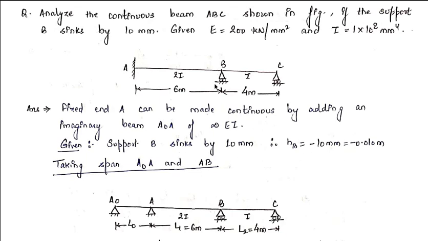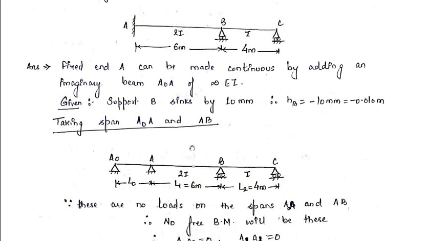So the support B has sunk by 10 mm. The value of HB will be minus because it has sunk in the downward direction. We are taking the height of point B with respect to point C. C is above and B is below the reference point, therefore it is minus.